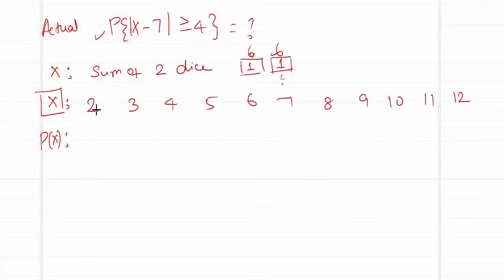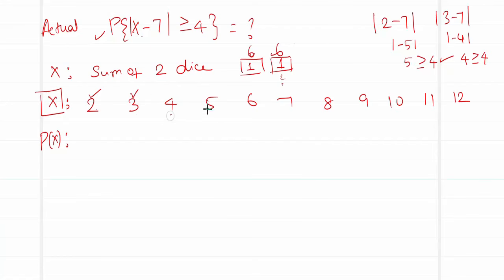Now let us take x to be equal to 2. Modulus of 2 minus 7 gives me modulus of minus 5. Modulus of minus 5 is 5. Is 5 greater than or equal to 4? Yes. So this satisfies the given criteria. Next number to be taken is 3. 3 minus 7 makes it minus 4. Modulus of it gives me 4. Is 4 greater than or equal to 4? Yes, equality holds. So this is going to be true.